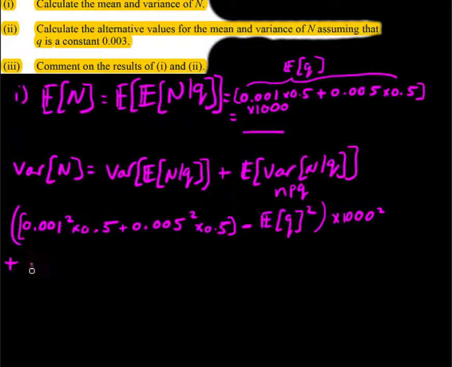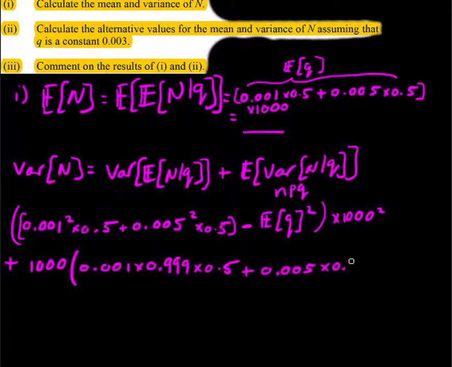So in order to find that, we've got 1,000, and I'm just going to take it out as a common factor and say we have P for one of them, or Q, doesn't matter, 0.001, and we're timesing it by 1 minus that, which is 0.999. And that has a chance of a half to come up. And then we've got the other one, 0.005 times 0.995, which is 1 minus 0.005. Again, it's got a chance of a half to come up.